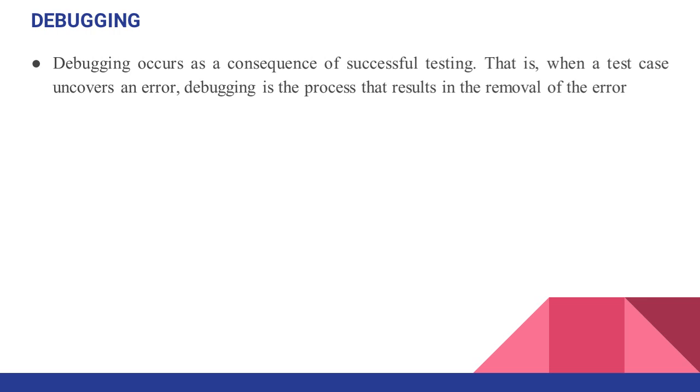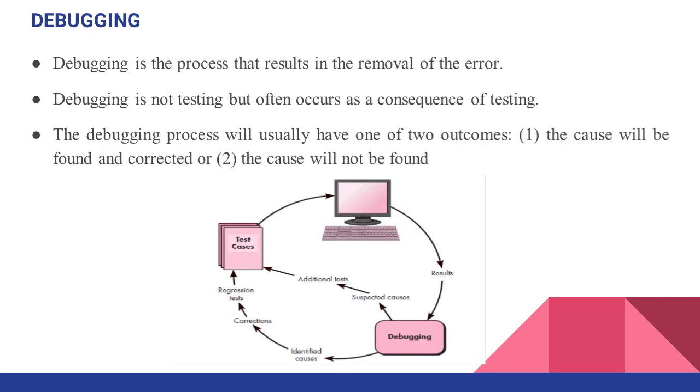Debugging occurs as a consequence of successful testing, that is, when a test case uncovers an error. Debugging is the process that results in the removal of the error. Although debugging can and should be an orderly process, it is still very much an art. Debugging is not testing but often occurs as a consequence of testing.